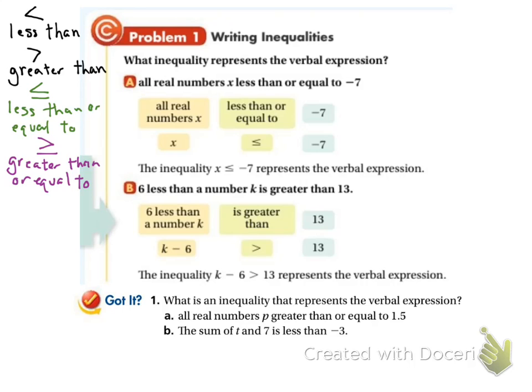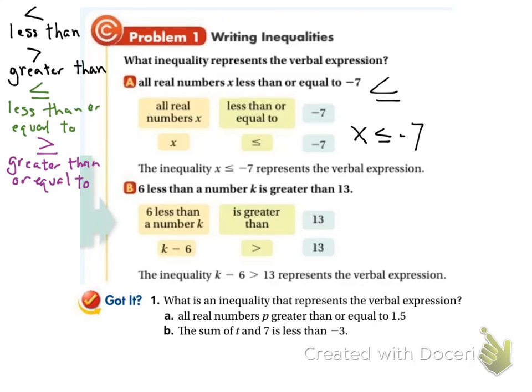So this is good to start out with. You won't have that on the quiz, though. You'll need to know what the symbols mean. So if we say all real numbers x less than or equal to, we're using this symbol. So less than or equal to -7. So we have x less than or equal to -7.